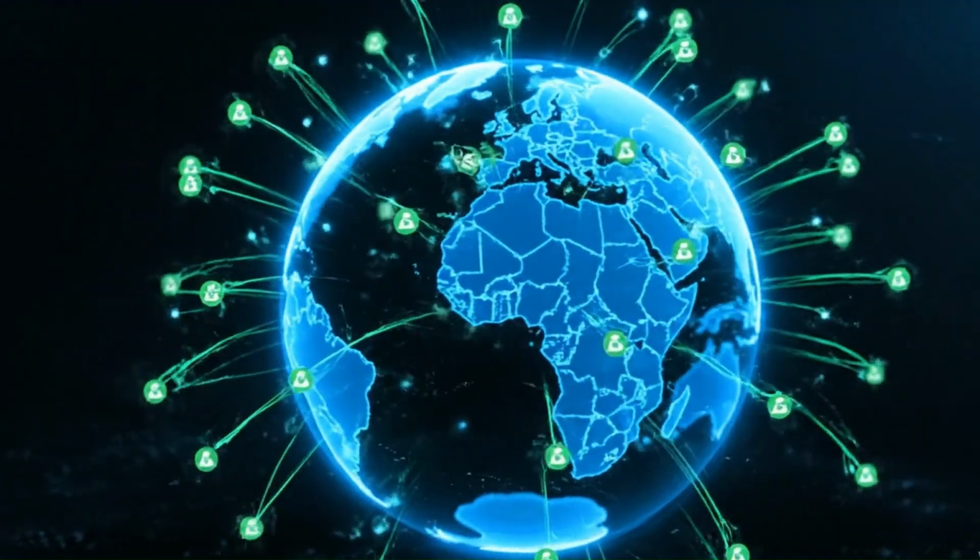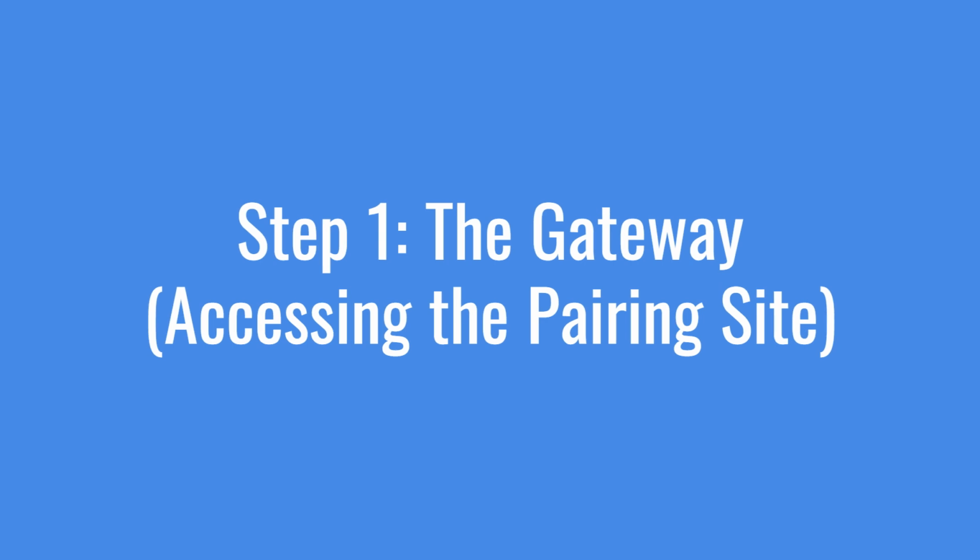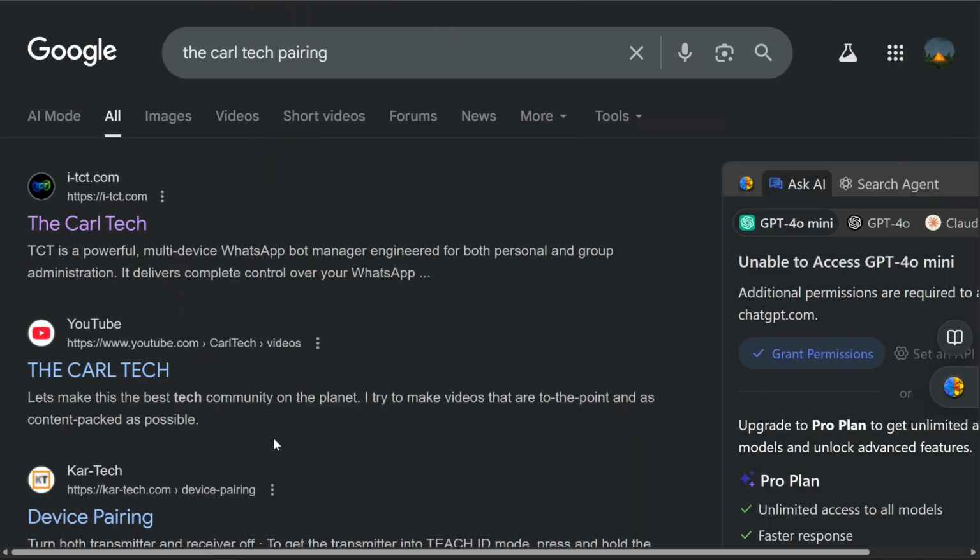Our journey begins at the source, the TCT website. This is the control center for our bot deployment. You can find the direct link in the video description below, but if you prefer the search method, simply Google the phrase the Carl Tech pairing or just the Carl Tech and look for the official URL that contains TCT within its address. That's the one you need.